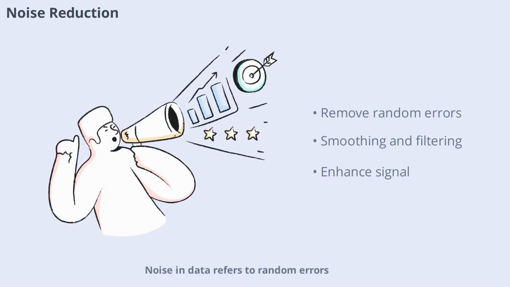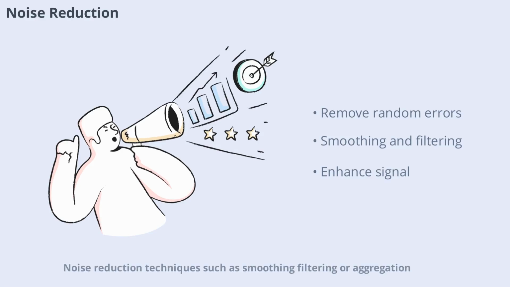Noise in data refers to random errors or irrelevant information that can obscure true patterns. Noise reduction techniques such as smoothing, filtering, or aggregation help clean up your data. Reducing noise improves the signal-to-noise ratio, making it easier for models to learn meaningful relationships. Let's explore practical ways to minimize noise in your datasets.